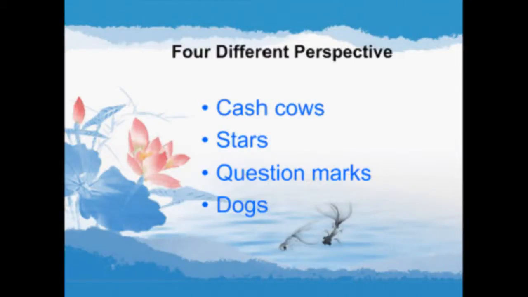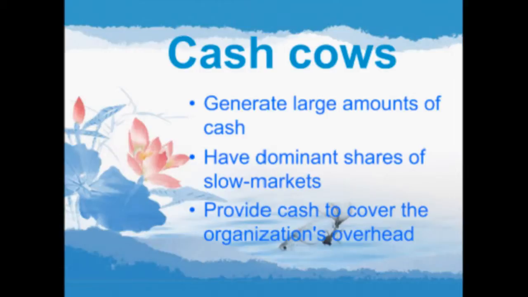The BCG has given specific names and descriptions to the four resulting quadrants in its growth share matrix, based on the amount of cash they generate for or require from the organization. In this sentence, it means there are four different strategic perspectives. There are cash cows, stars, question marks, and dogs. In the following, I will introduce them separately. The first one is the cash cows.